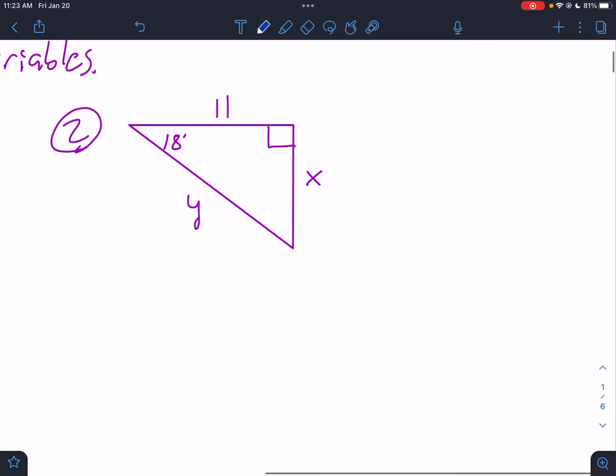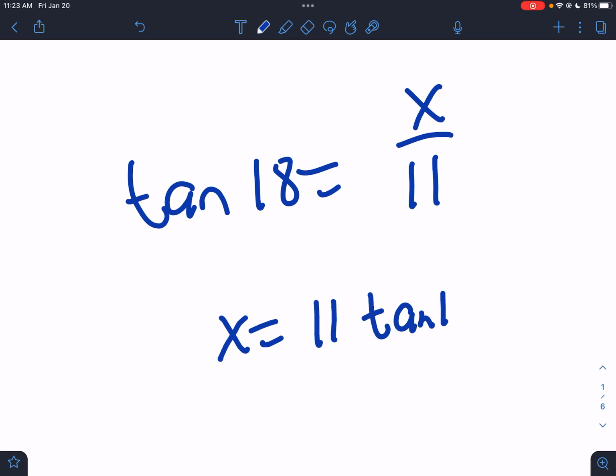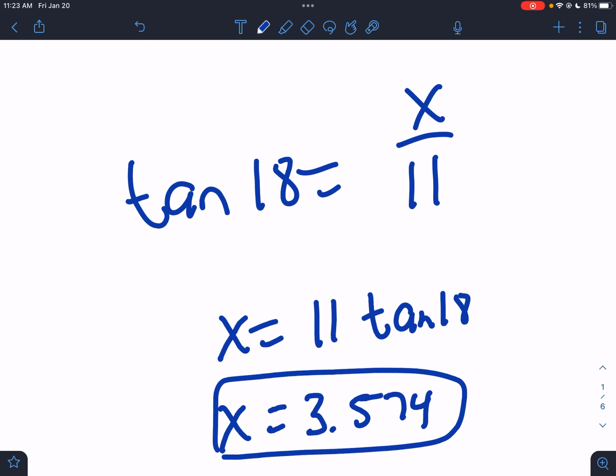All right, here we have two missing sides. We can solve for both, but we need two separate setups to do it. So 18 is my basis. This is opposite adjacent, so I'm going to start with that. I know that the tangent of 18 equals opposite x over adjacent 11. If x is up high, all you got to do is multiply. So I know it's 11 times the tangent of 18. I type that in, 11 times the tangent of 18, and I get 3.574. That is my x value.